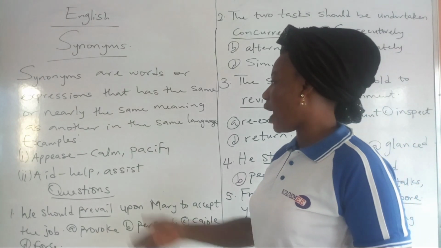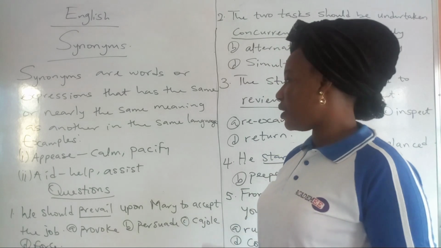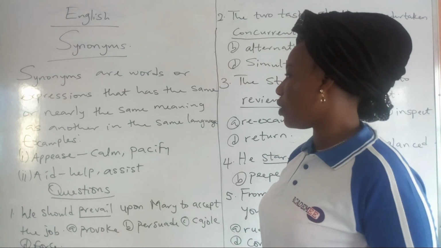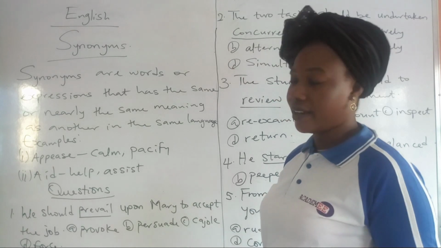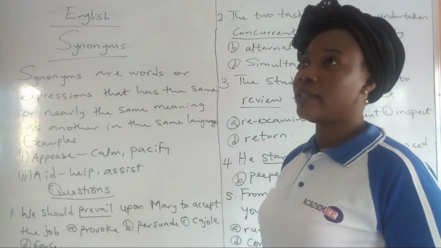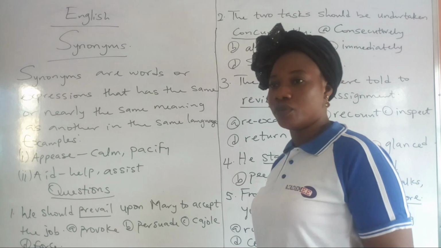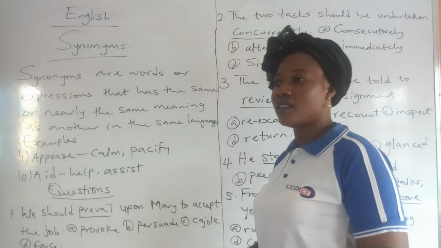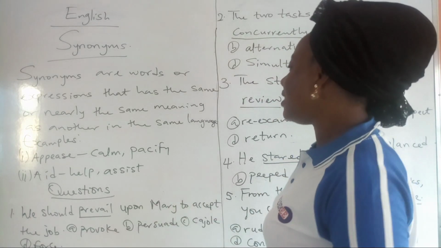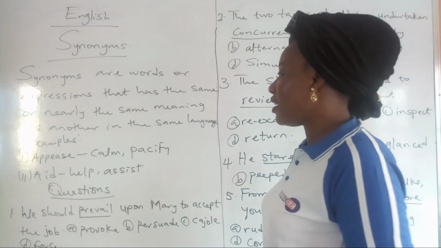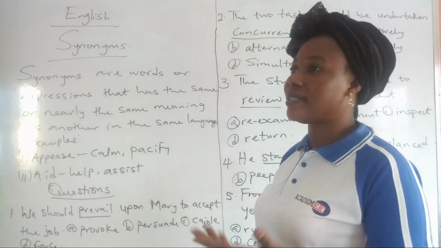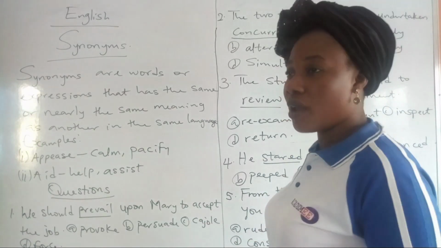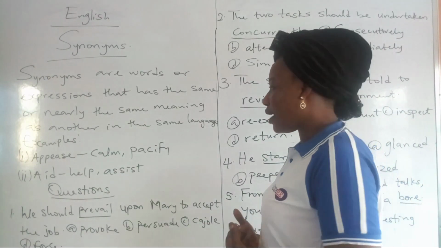For instance, we have appease. The synonym for appease is to calm or pacify. Like, for instance, when you are asked to appease the gods, we need to appease the gods because the gods are hungry. Then we have another one here, which is aid. The synonymous words that mean the same as aid are help, to help or to assist.